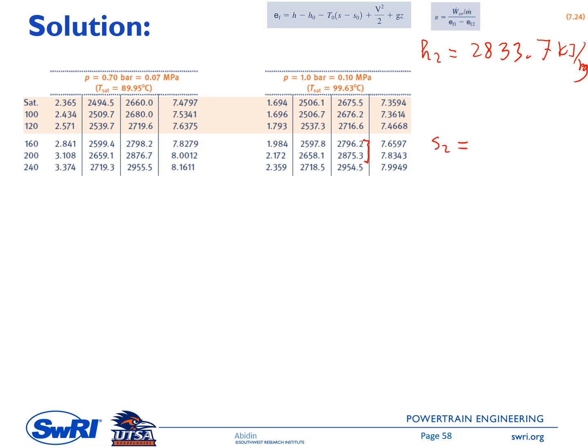So try to do a simple interpolation to get S2. Let me calculate it. You can do it yourself as well. If you are in front of your computer, you might use Excel to get a faster result, I believe. So you will get S2 equal to 7.7423 kilojoule per kilogram Kelvin. Okay, so we got all the data we need to calculate the exergetic efficiency.